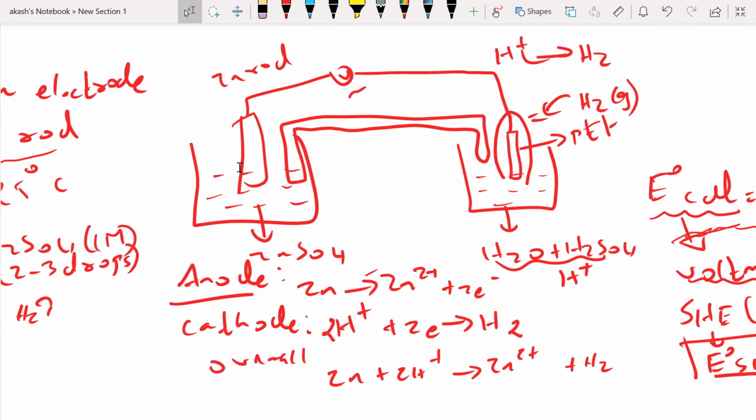Sir, in the exam, will they give all the required conditions for the standard EMF? That is the temperature. Yes, everything they'll give. You don't have to worry about it. Yes, everything they'll give.